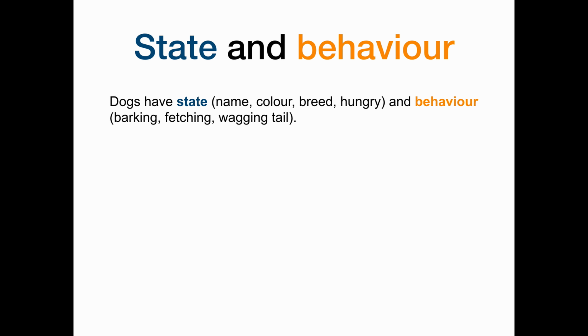So, a dog has a state, it has a name, like the owner must have given it a name. It has a color combination, and that is what it has. It has a breed. Is it Alsatian, German Shepherd? And it has hungry. Is it hungry or not hungry? Though some might be hungry all the time. Now, it has a behavior. These are like actions: barking, fetching something, or waggling its tail.